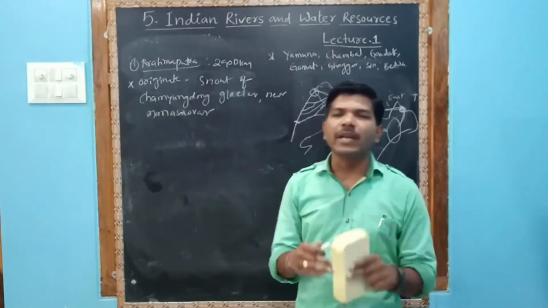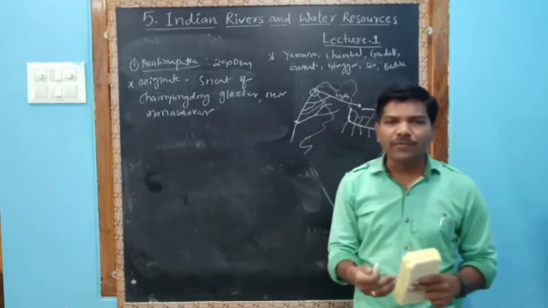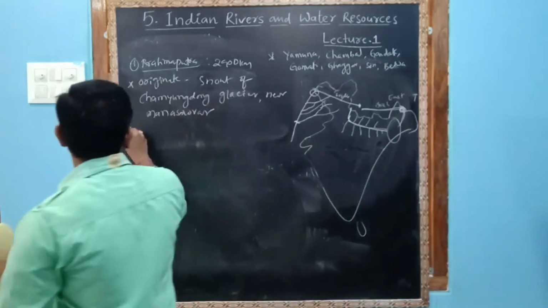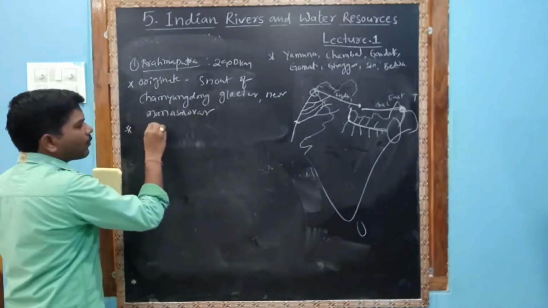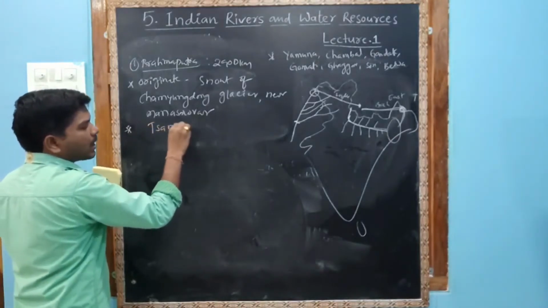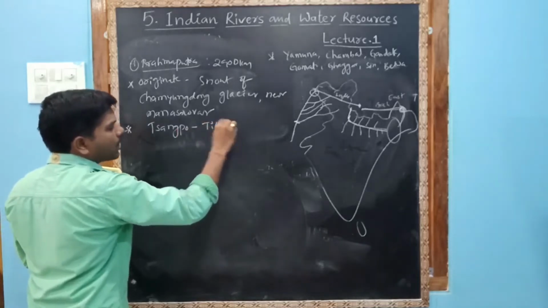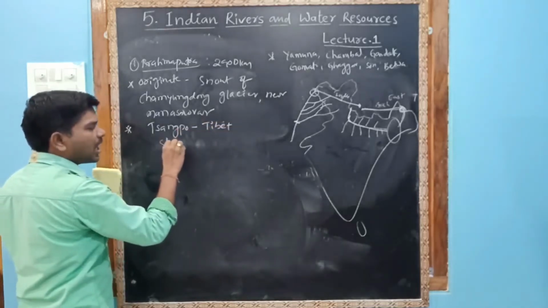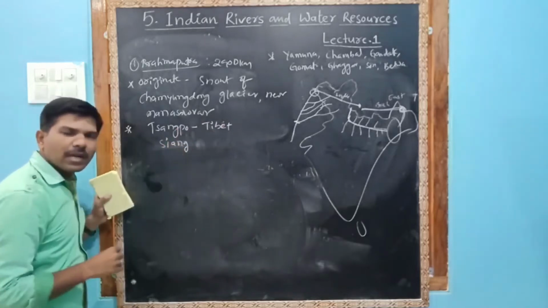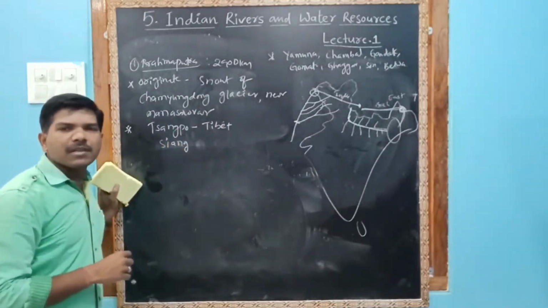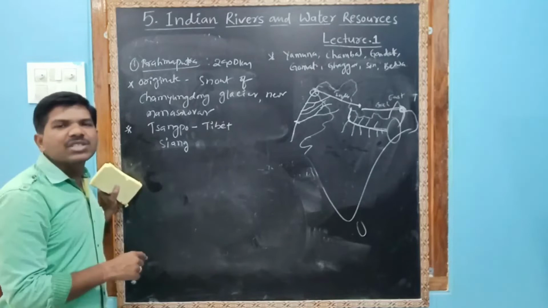Brahmaputra has different names. In Tibet it is called Sangpo. It is also called Siang somewhere inside Arunachal Pradesh. In some parts of Arunachal Pradesh, it is called the Siang River.